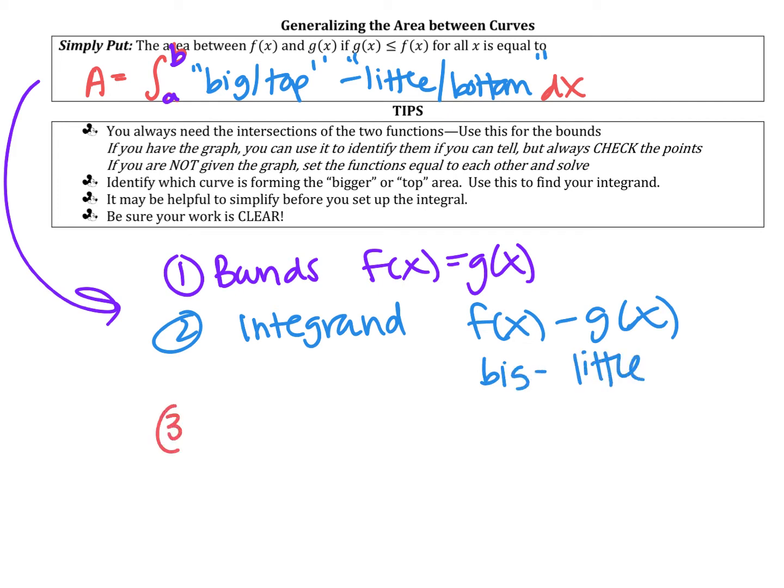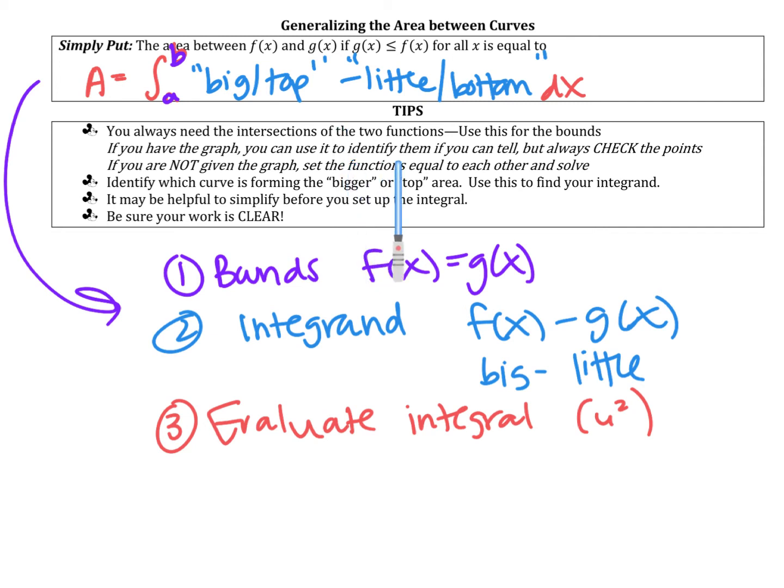Then we're going to set up and evaluate our integral to get our area, and we're going to make sure we don't leave off our units squared. A couple of tips: you're always going to need to find the intersection. Most of the time, you're going to have to sketch your own graph. If there is a graph given to you, you can identify them from the graph if you can tell what they are, but I would at least mentally check to make sure you're using the right x values so that you know you have the right bounds.